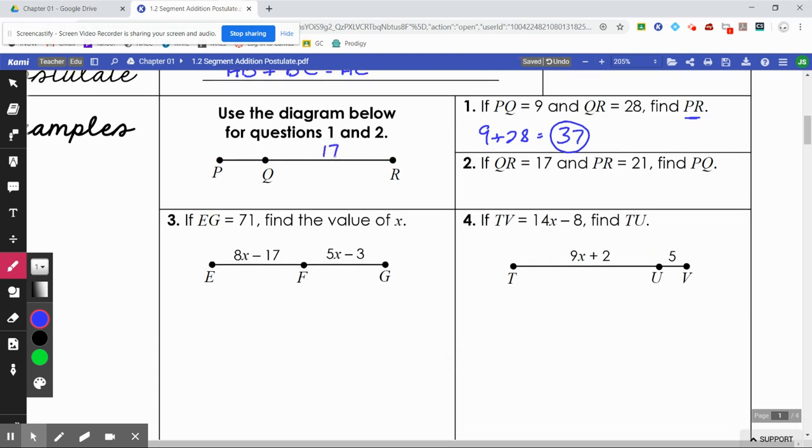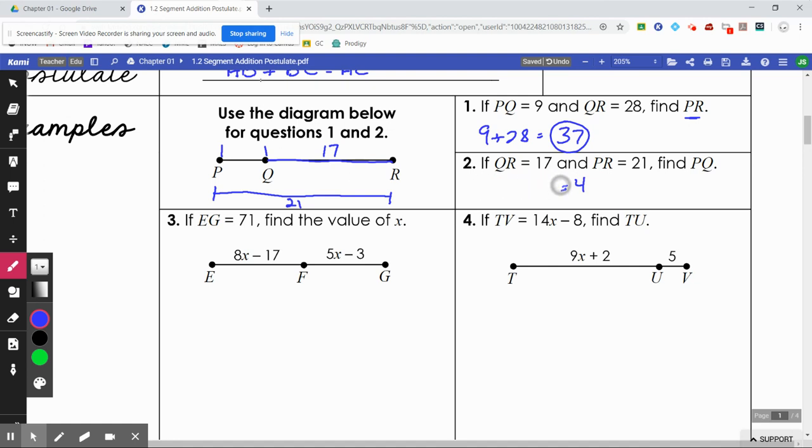Number 2 says if QR is 17, and PR, that is the whole distance, is 21. Now, how can we find that? If the whole distance is 21 and we take away the 17, which is this distance, that would leave us with this distance, which would be 4.